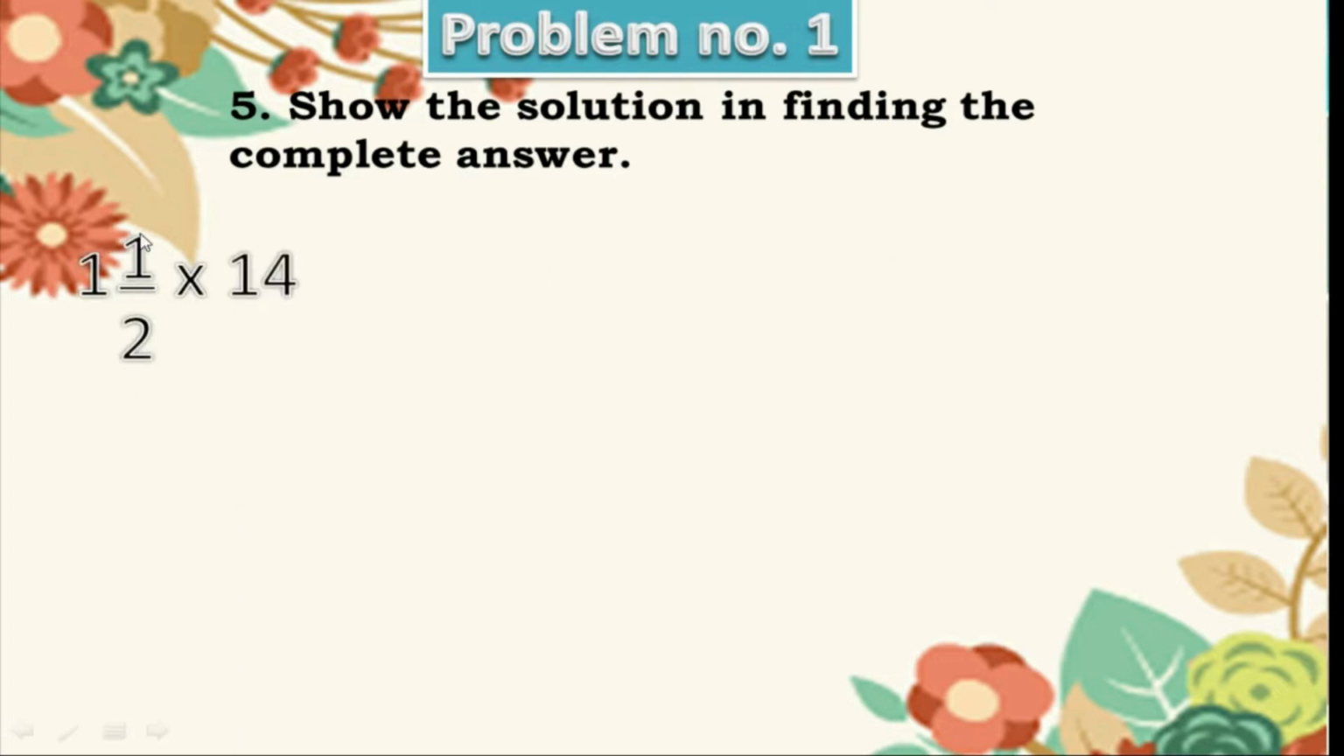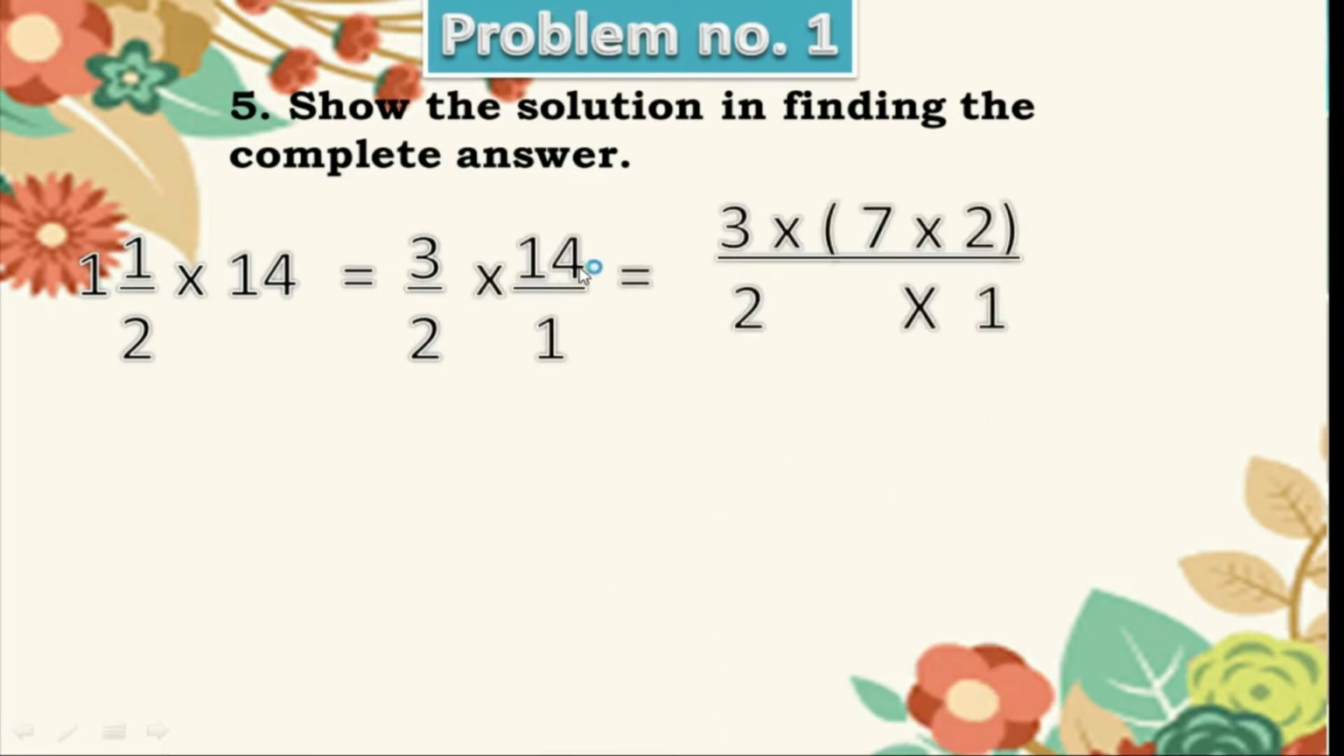We are going to convert this mixed number into improper fraction by multiplying the denominator to the whole number and then add the numerator. 2 times 1 equals 2 plus 1 equals 3. So the answer is 3 halves multiplied by 14. Okay, we are going to factor the 14. So the factor of 14 is 7 times 2.